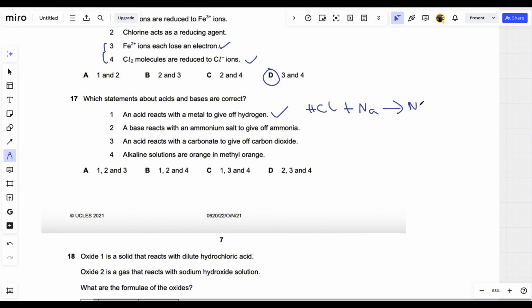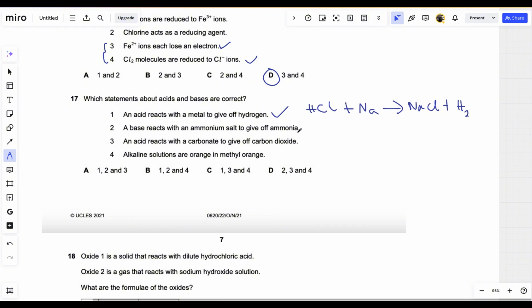Sodium chloride, a salt, and hydrogen gas. You can balance your equation. You can put 2 here, and 2 here, and 2 here, to balance your equation. So this is true: acid reacts with metal to give hydrogen. Number 1. Number 2, a base reacts with an ammonium salt to give ammonia.